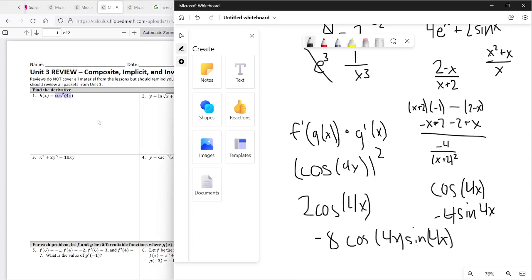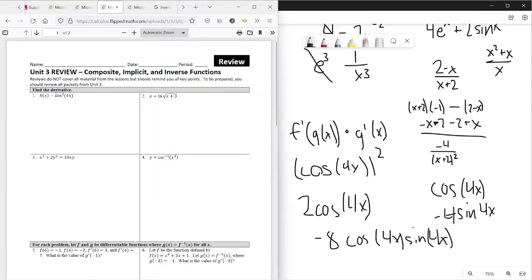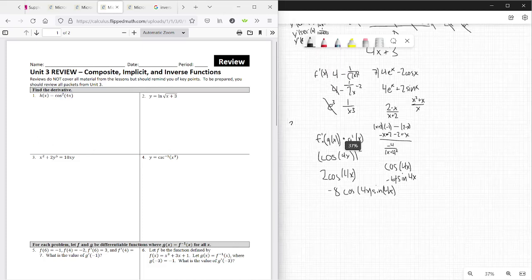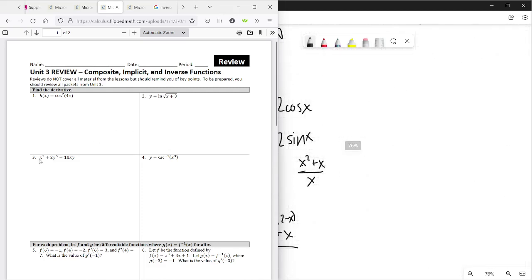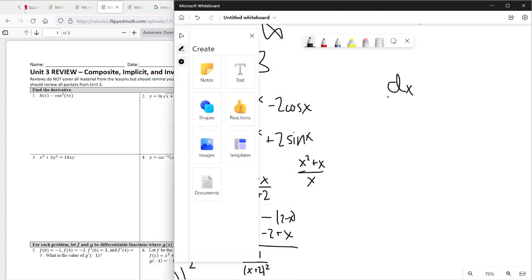So often you will need to use the chain rule multiple times if you have a problem like this where you can't differentiate any part of it individually. Let's do this one implicit differentiation problem over here. This is x squared and y.